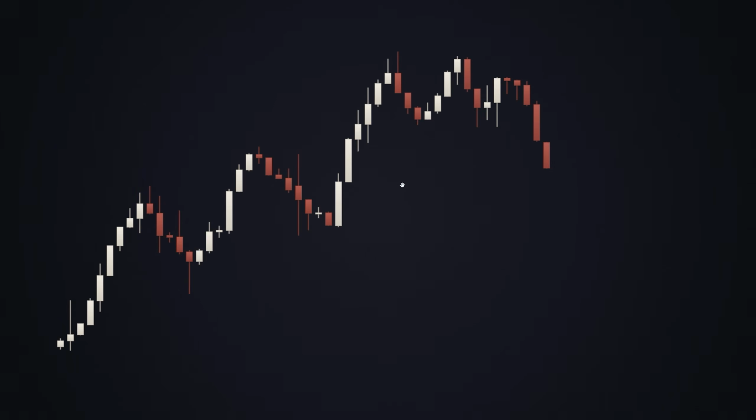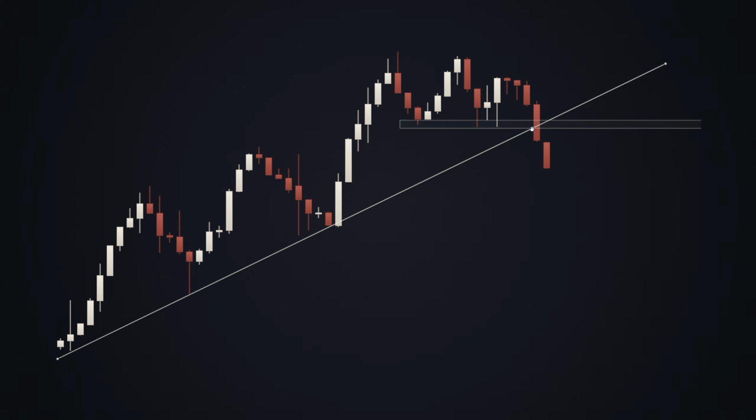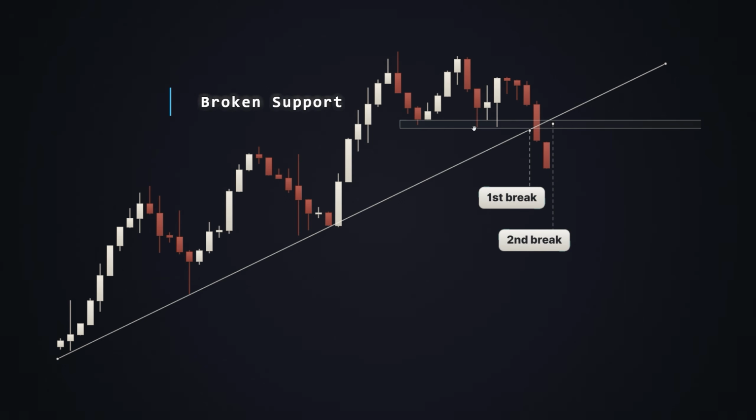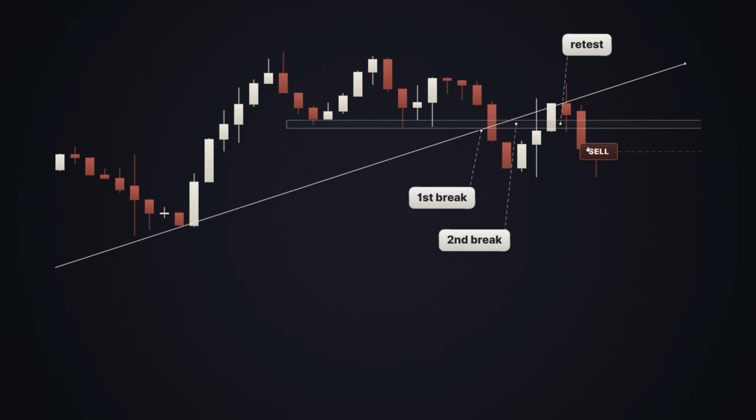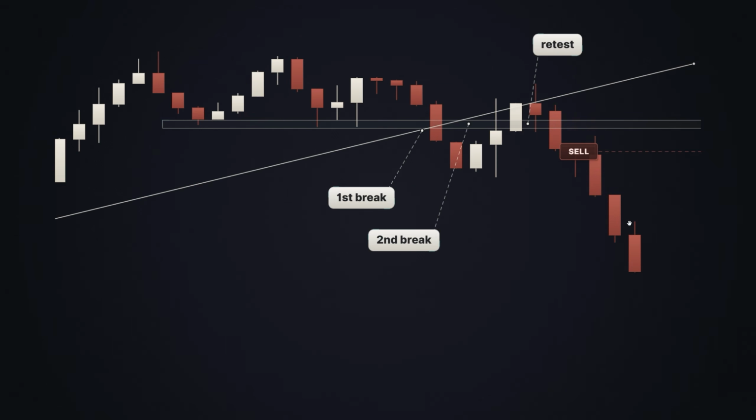Now we are looking at S&P on the 3-minute. Price breaks below an ascending trend line after a failed push higher. Then it breaks the last support level, which is the level where price kept bouncing. Price comes back, retests that level from below, and rejects it as resistance. I sell the retest, not the first break. The best entry comes after the level proves it can hold.